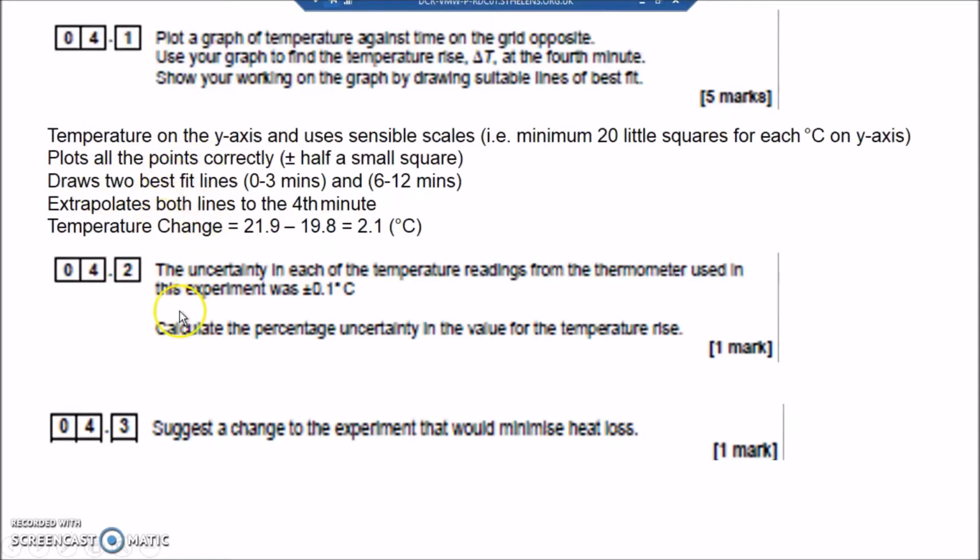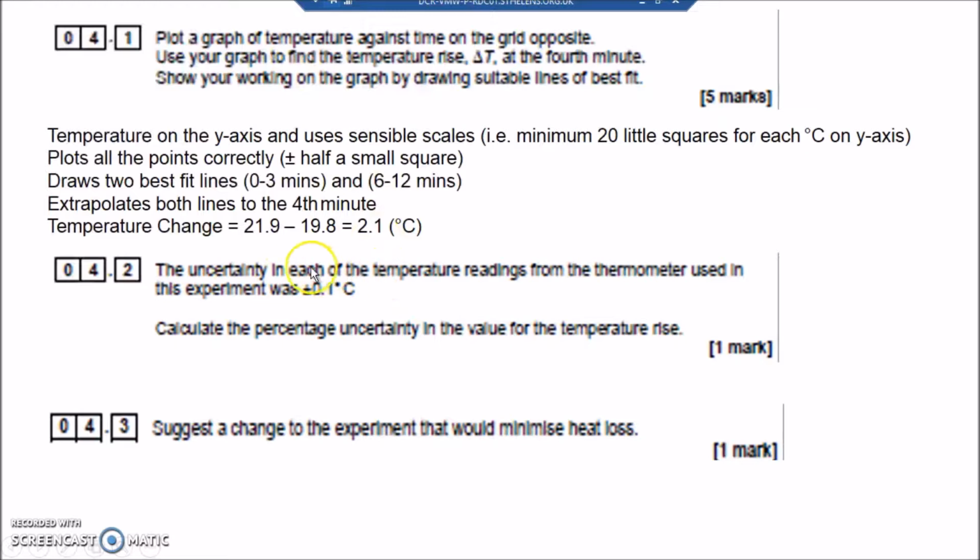Two lines of best fit, so one going forward and one coming backwards. Extrapolate to the 4th minute, so draw a line up from the 4th minute and see where the first line crosses and where the second line coming backwards crosses, and then measure the temperature change. And the temperature change should be around 2.1 degrees C if you've done that correctly.